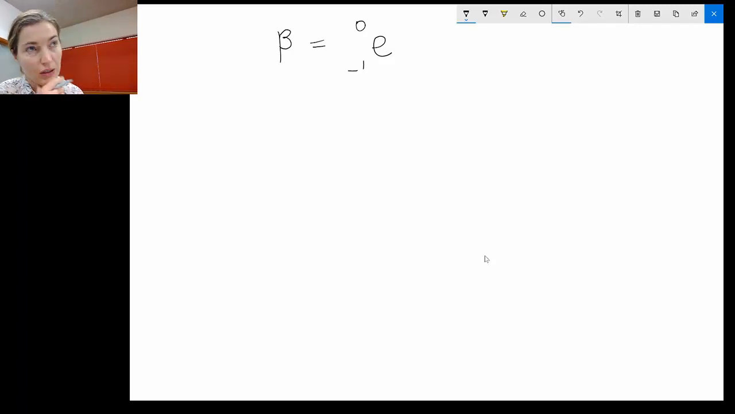Now, there are two different types of beta particles. There's a positive beta decay and a negative beta decay. We're going to stick to a beta particle being an electron. So we can write it like that, or we could write it like beta.